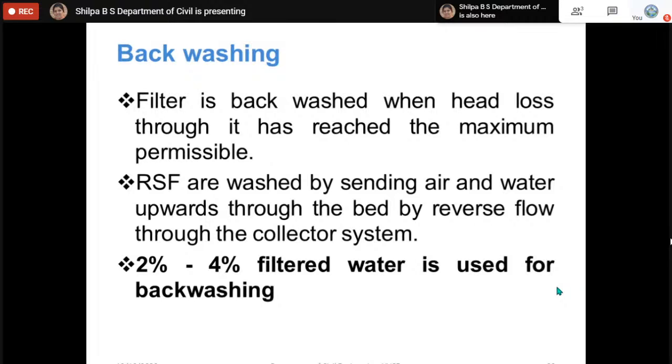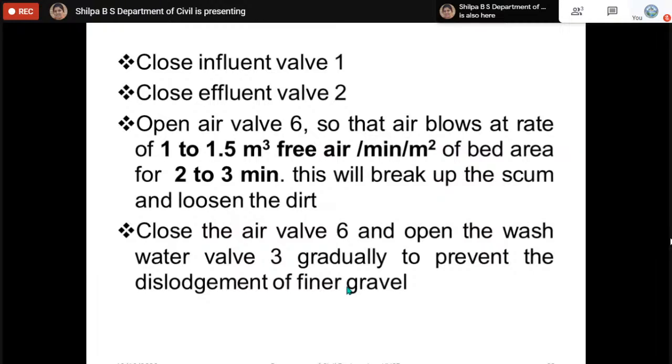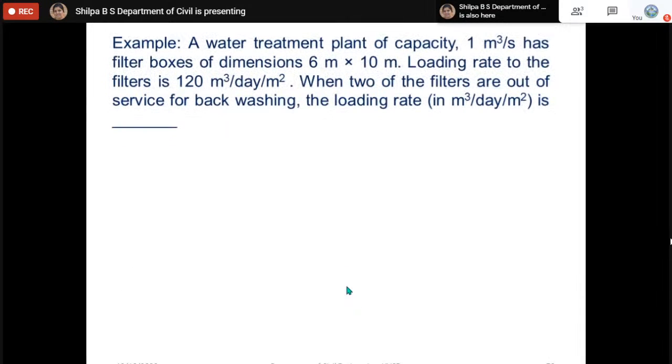So while backwashing, first we make the air pass so that we loosen up the media, and then we allow the water to flow up, and the backwashed water will be collected in the backwash troughs, which are placed at the upper part of this sand media, and then it will be taken to the backwash drains. Okay, here the air will be passed at the rate of 1 to 1.5 meter cube per minute per meter square for about 2 to 3 minutes. So that is the important aspect that you have to remember regarding the backwashing.